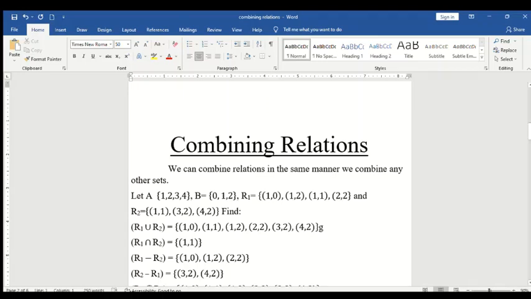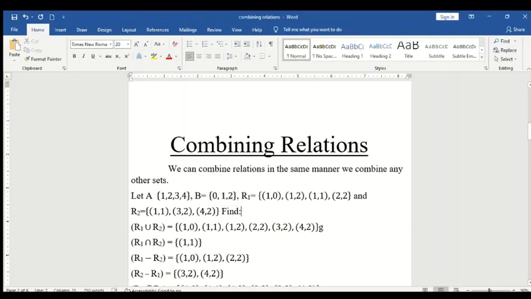We'll be talking about combining relations. We can combine relations in the same manner we combine any other sets. For example, we have here the sets A and B, where set A has the elements 1, 2, 3 and 4, while set B has elements 0, 1 and 2.